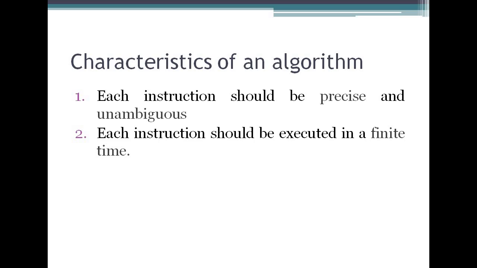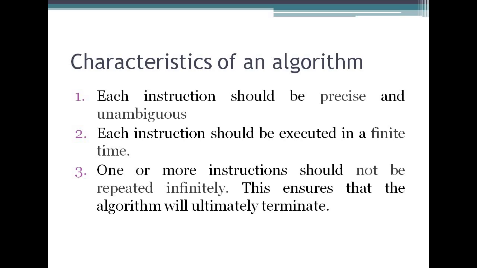The second characteristic of an algorithm is each instruction should be executed in a finite time. So when we are executing an instruction, it should be executed in a given time. It should not go into some infinite time loop. The third characteristic of an algorithm is one or more instructions should not be repeated infinitely. This ensures that the algorithm will ultimately terminate.